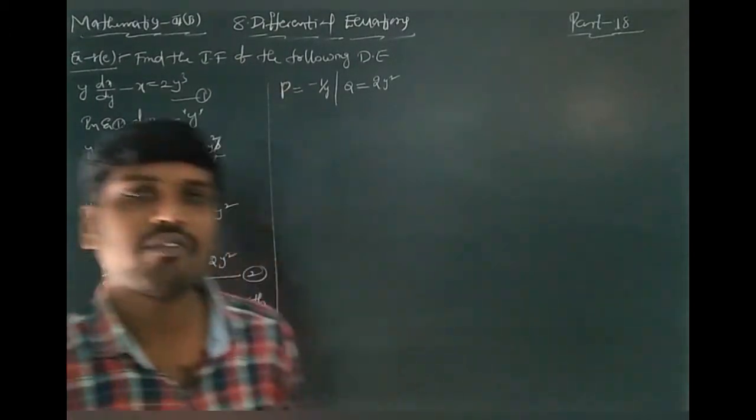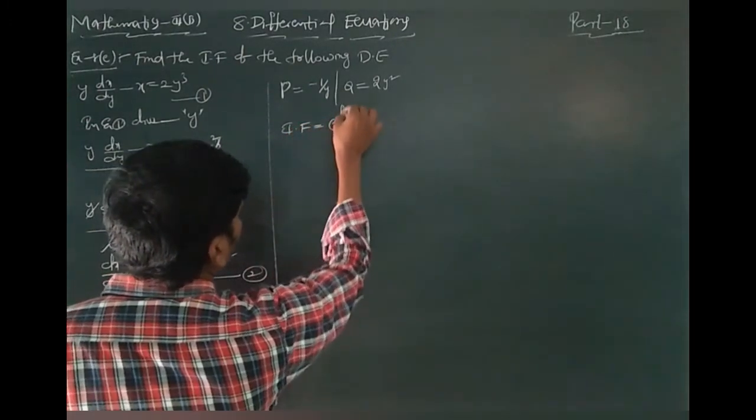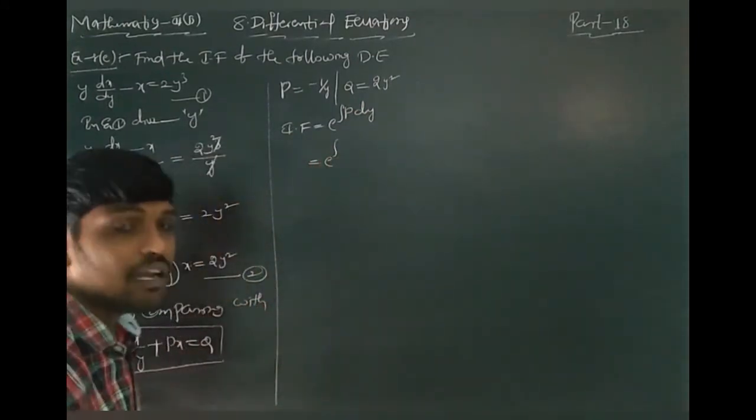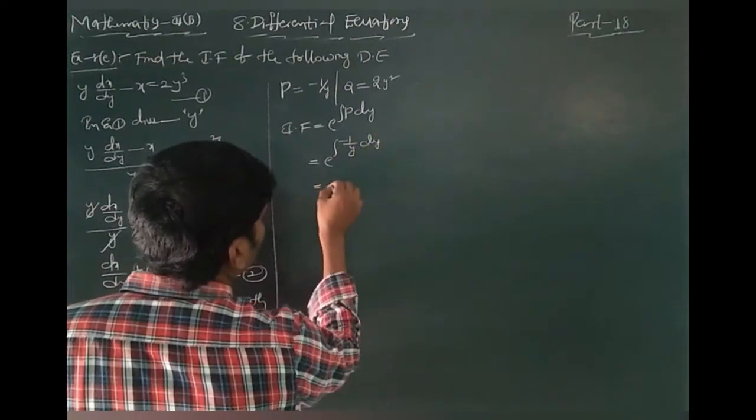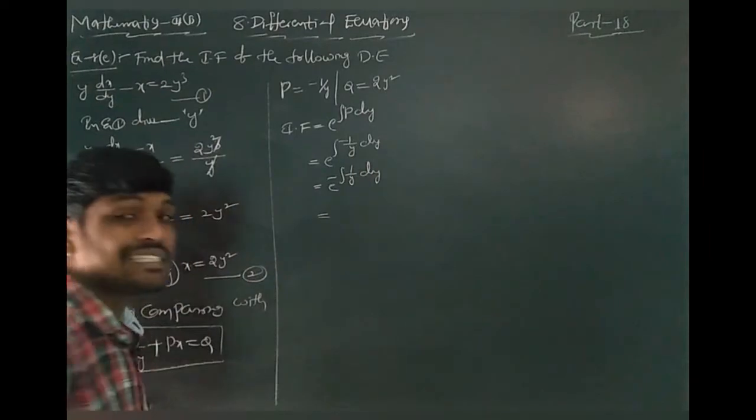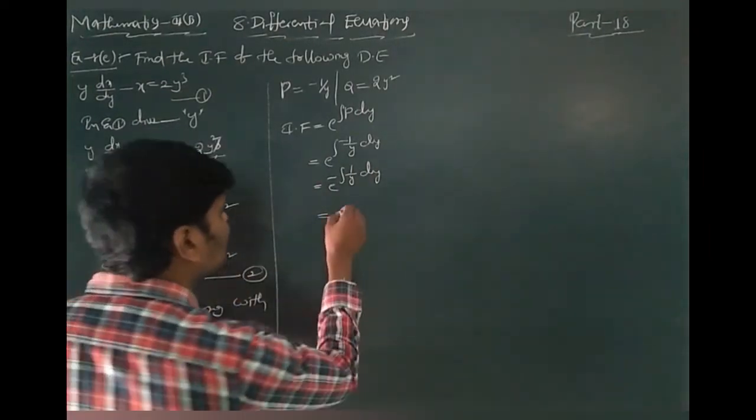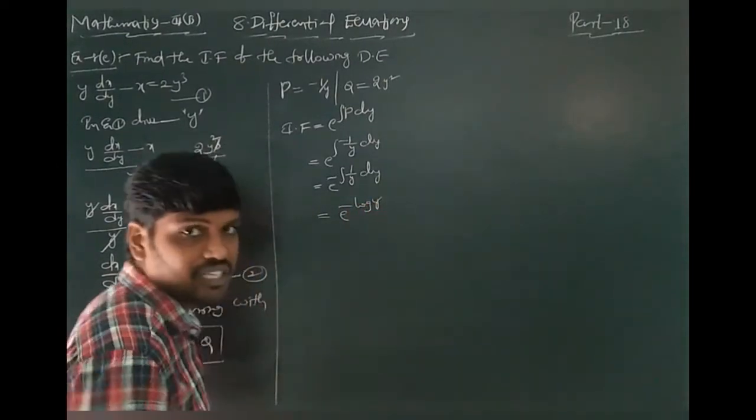Next, what is the formula of IF? Integration factor formula is e power integral p dy. Here the p value is minus 1 by y dy. Take minus common: integral 1 by y dy. What is the integration of 1 by y? It is log y. So e power minus log y, where y is a function in terms of y.